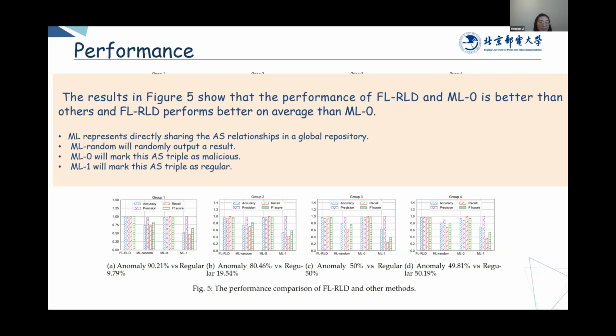Next, we compare all methods with the exact method and different class label distributions. We found that all methods and ML0 perform better than the others. Further, all methods perform better on average than ML0. Furthermore, we found the more malicious triples, the better the detection result.